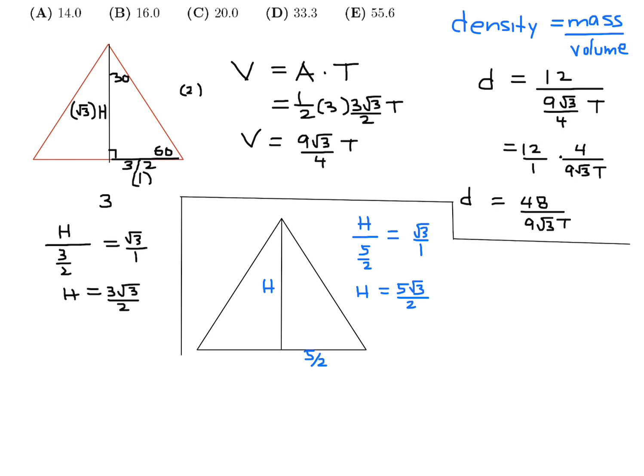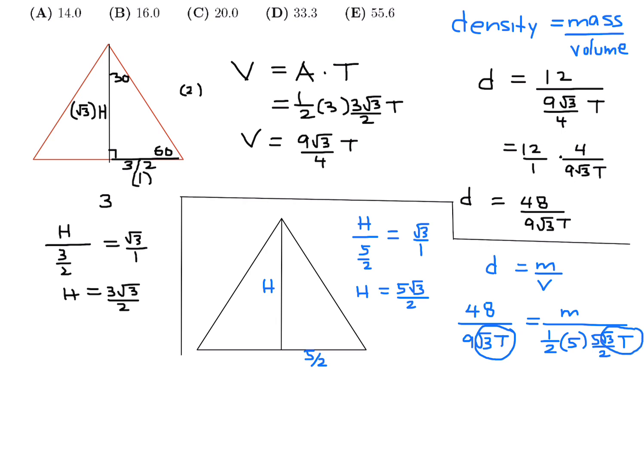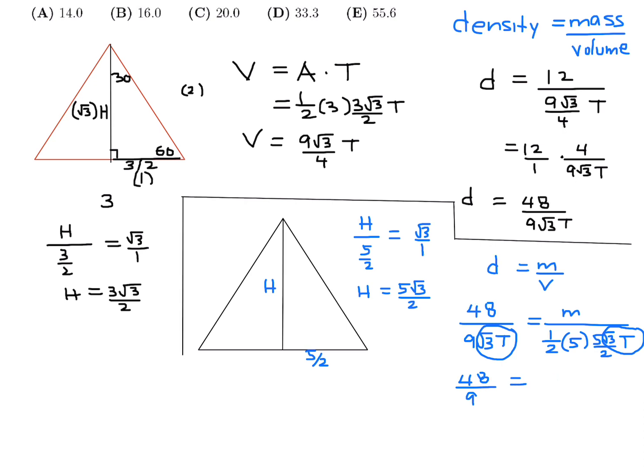And then therefore, this equation, density is mass over volume. Well, the density is the same, so I can plug in that 48 over 9 root 3 times the thickness. The mass is what we're actually trying to figure out. The volume is area times the thickness. Well, the area is 1/2 base, which is 5 for this triangle, times height, which is 5 root 3 over 2, and then don't forget that t. Okay, I think I have everything to figure out mass. The t's and the root 3's cancel. So what I'm left with is 48 over 9 m, and then on this side, 25 over 4, right? Hopefully I haven't made any mistakes.